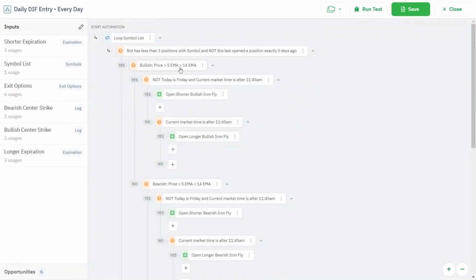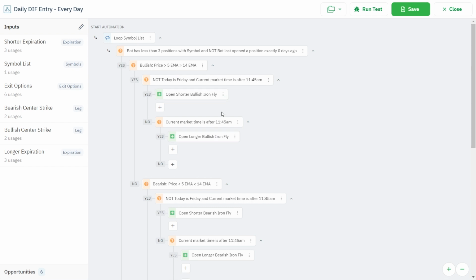So here is the check for the trend. The price is greater than the 5 EMA and the 5 EMA is greater than the 14 EMA. You'll open a bullish iron fly if that is true, and it's going to do it at noon. So after 11:45, the next time the scanner runs will be at noon. So it's going to open it at noon every day.